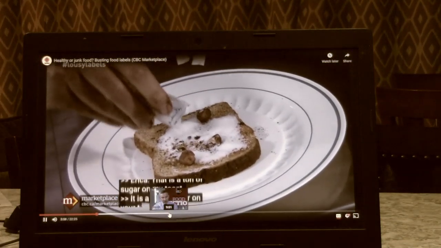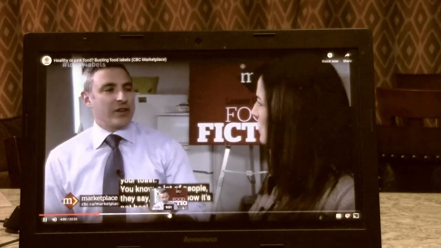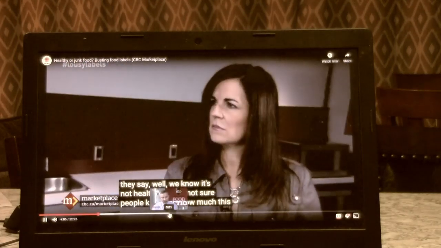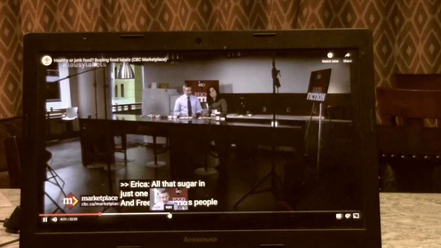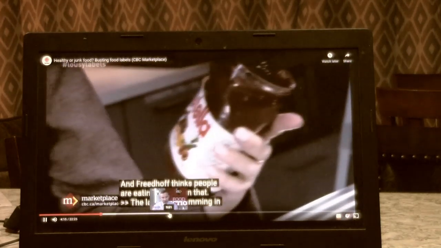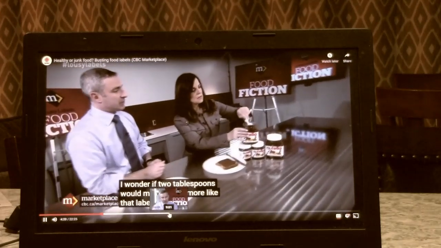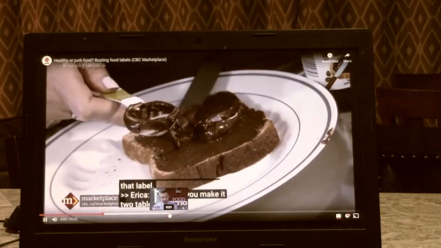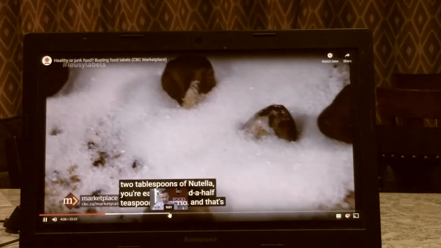It is a lot of sugar on your toast, and a lot of people say, well, we know it's not healthy, but I'm not sure people know just how much this actually is. All that sugar in just 1 serving, and Friedhoff thinks people are eating more than that. The label, it's swimming in Nutella. I wonder if 2 tablespoons would make it look more like that label. And once you make it 2 tablespoons of Nutella, you're eating 5.5 teaspoons of sugar.